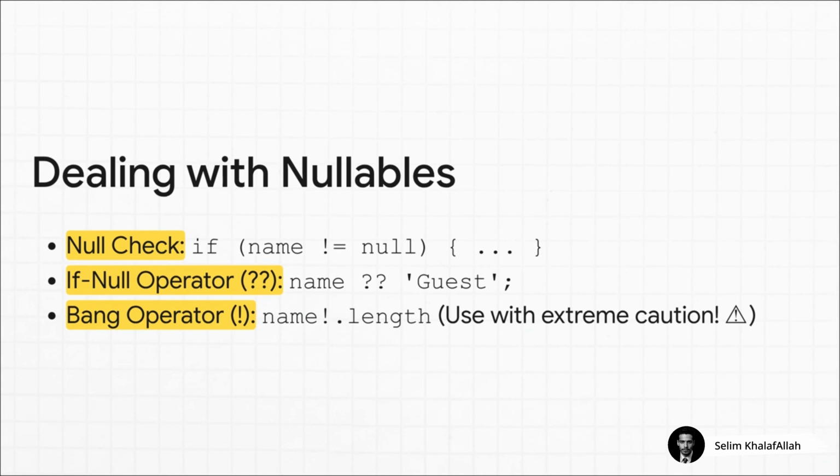You can do a simple if check, or, my favorite, you can use the if null operator, those 2 question marks, to provide a default value, like guest. It's so clean. But then there's the bang operator, the exclamation mark. This is you yelling at the compiler, I swear I am 100% positive this is not null. Be so careful with this one. If you're wrong, your app will crash.